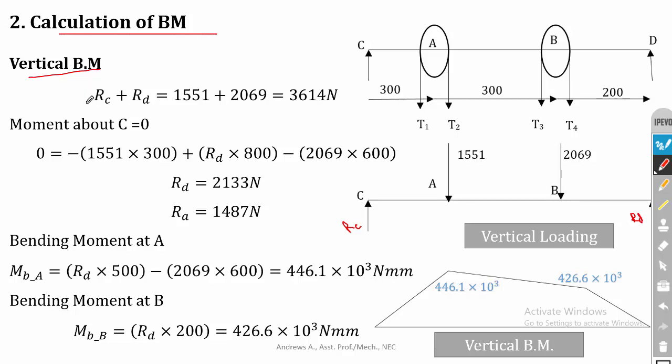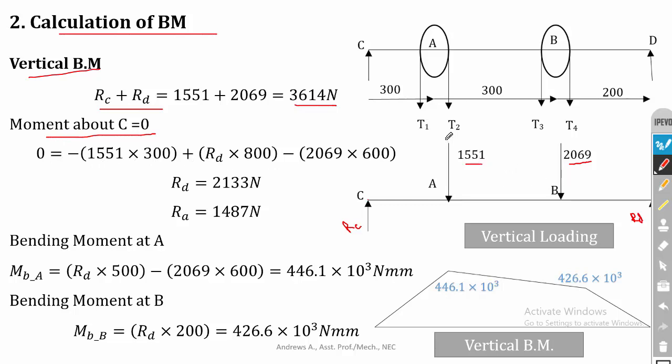First, we have to calculate the reaction force. Total upward force is equal to total downward force. You may be familiar with these calculations. So RC plus RD is equal to 1551 plus 2069, that is equal to 3614 Newton. Further, moment about the left extreme point, that is moment about C, is equal to 0.